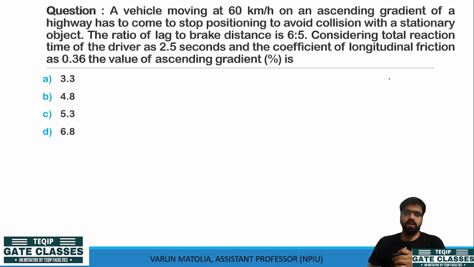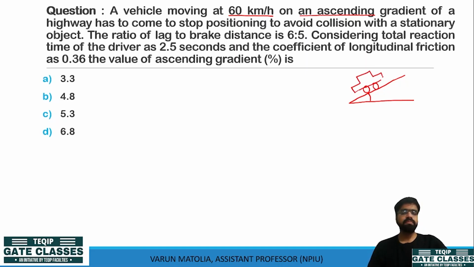Another question. This question says a vehicle is moving at a speed of 60 kilometers per hour on an ascending gradient. What is an ascending gradient? Whenever you are moving up the slope, this is a slope, this can be descending, this can be ascending. But whenever you are moving up the slope, this is an ascending gradient, means your vehicle is moving in this direction.